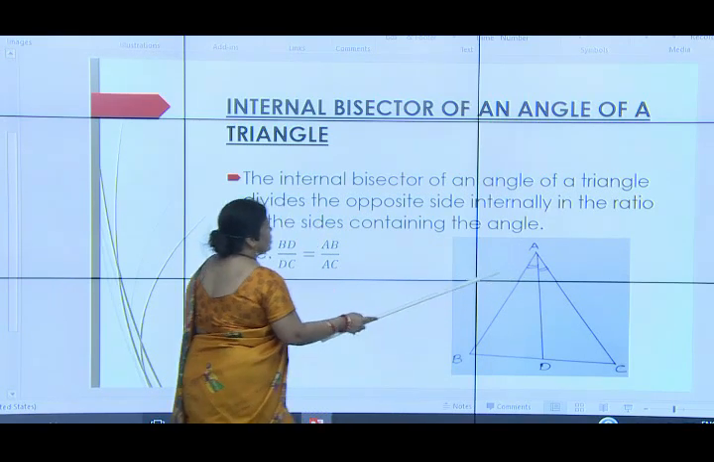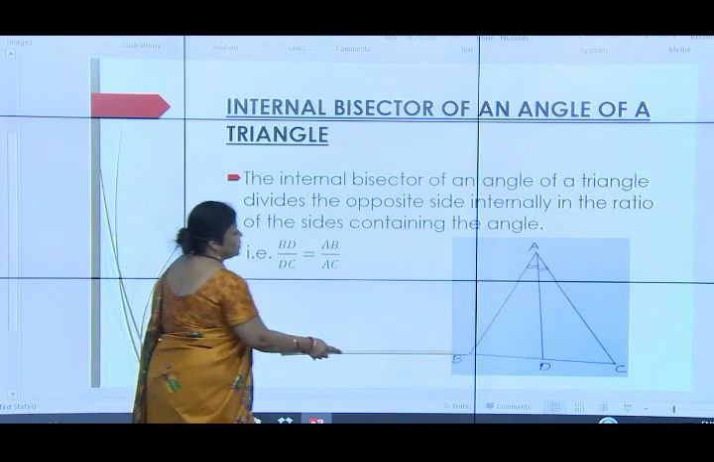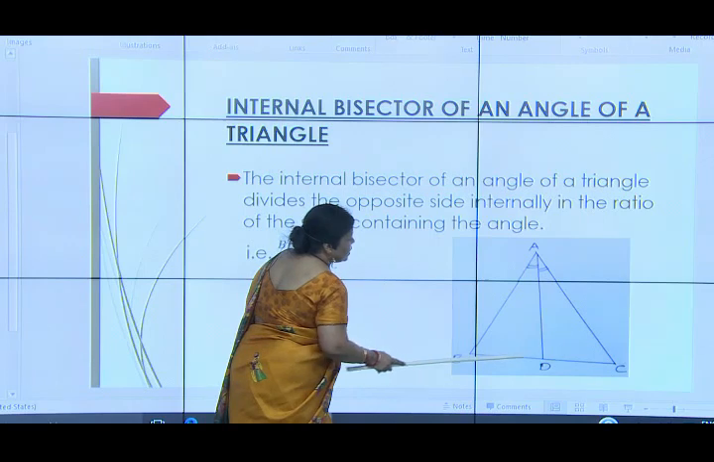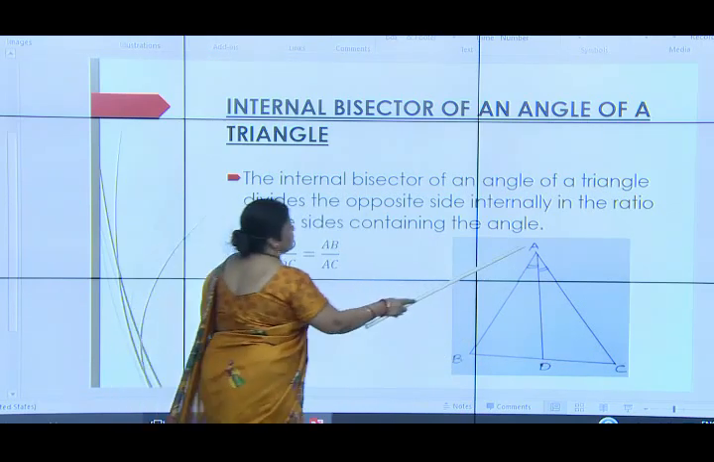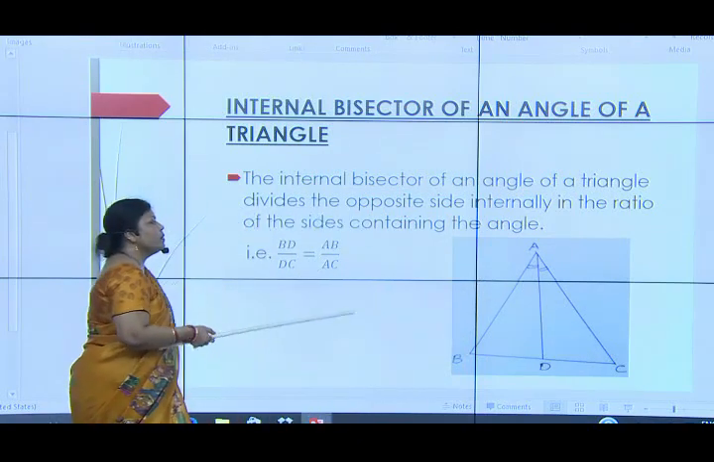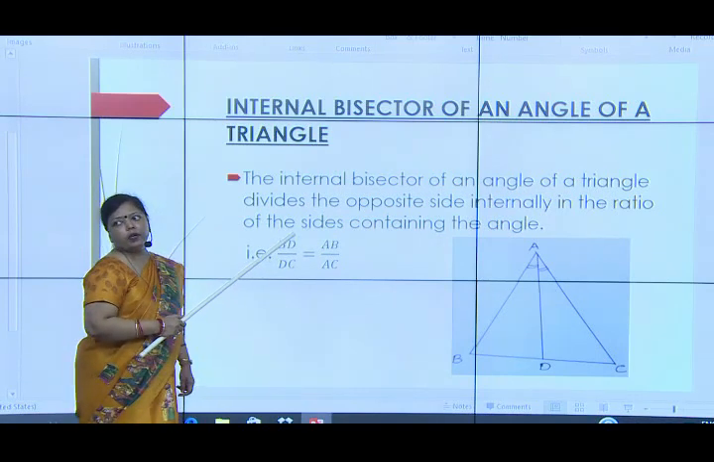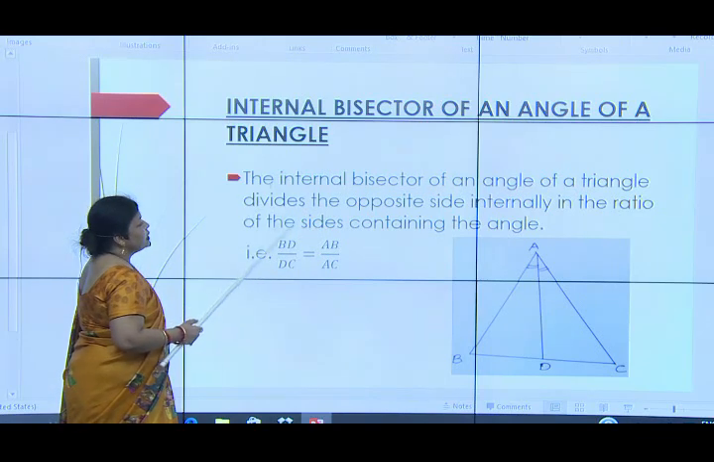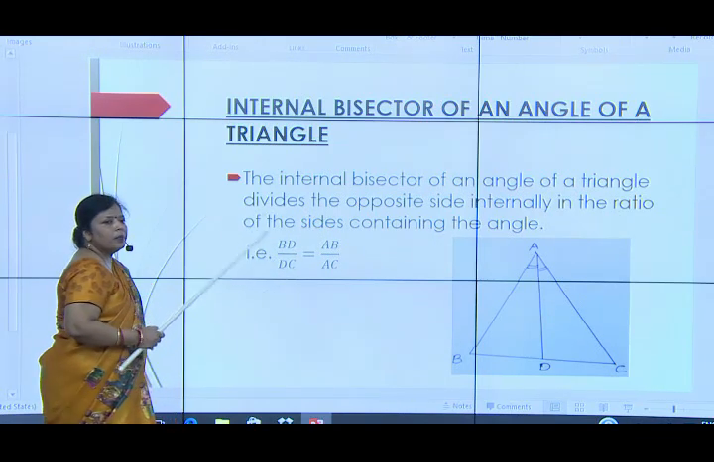So what is the rule which is followed? See, BD upon DC will be equal to AB upon AC. Children, in this also measurements will be given and we have to find the missing one. Any three values will be given and we have to find the fourth one. So with the help of this internal bisector formula, we can calculate the missing value.